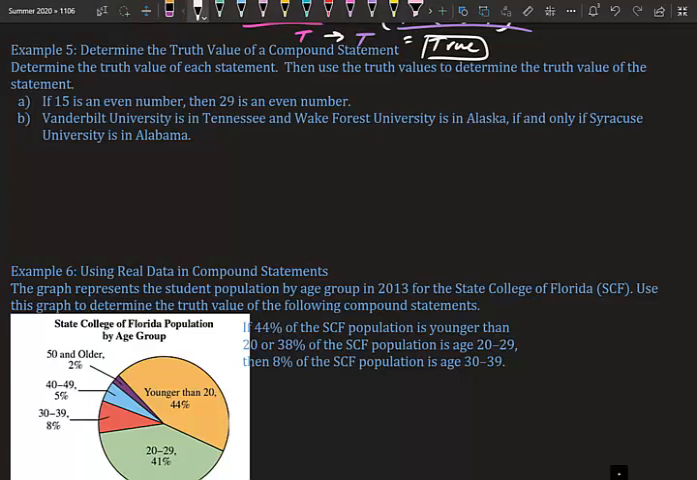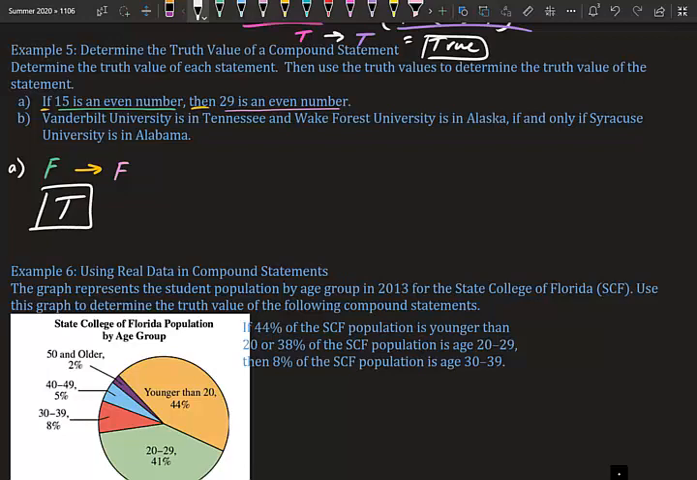So part A, the first statement is we have our connective if then. Our first piece is 15 is an even number. Is 15 an even number? Nope, it's not. It's false. And then, is 29 even? Nope, that's false. But when we simplify this statement, it's true.